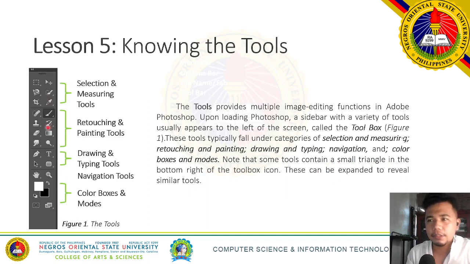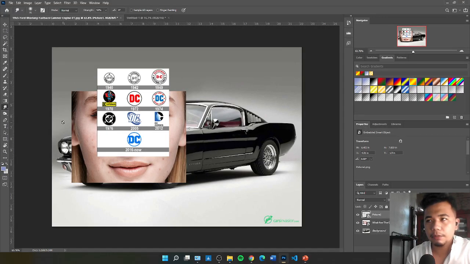Alright, so the toolbars are like the pencil, or if we're going to draw something on a paper, then that is our pencil, that is our crayon, that is our pastel. So basically the tools that we'll be using for our design. So let's get back to our Adobe Photoshop.